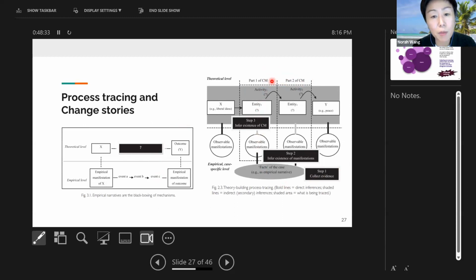CM on top of the diagram means causal mechanism: how X leads to the first short-term outcome, then how the short-term outcome leads to the mid-term outcome, and then the long-term outcome. The observable manifestations are those critical incidents recalled by our participants, who say what happened and what happened next. Based on our experience, this is a great way to develop the theory of change and map out the impact pathways.